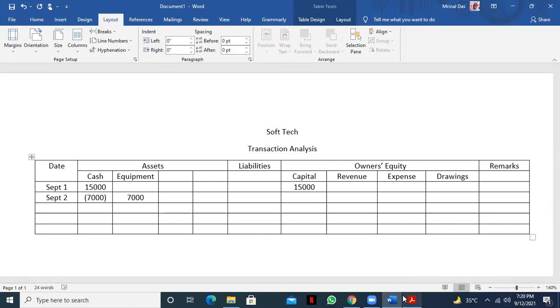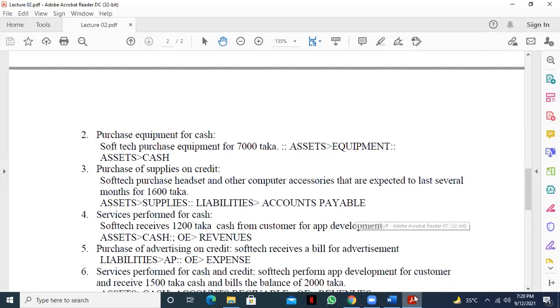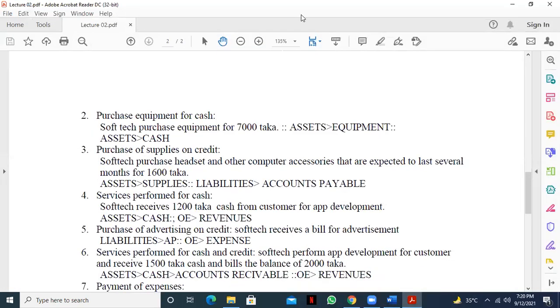Okay, so we'll go to the third transaction. Transaction number 3, see, purchase of supplies on credit. So we purchase an asset. Supplies is an asset, you know, and we purchase it on credit. If it is on credit, you know, it is due.